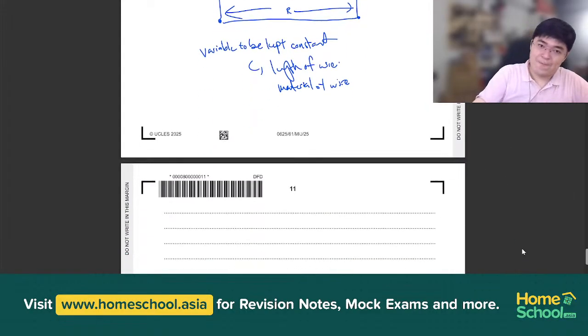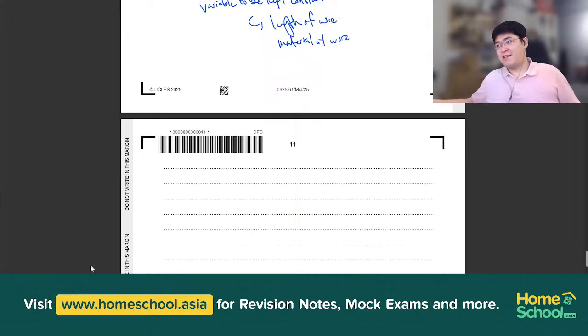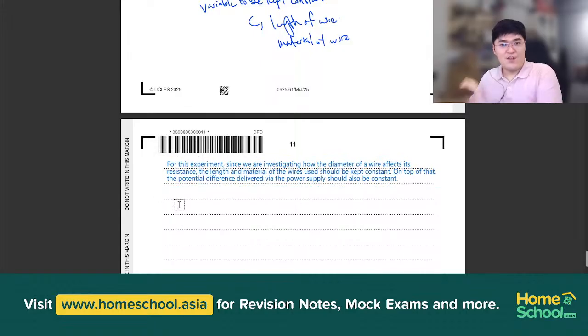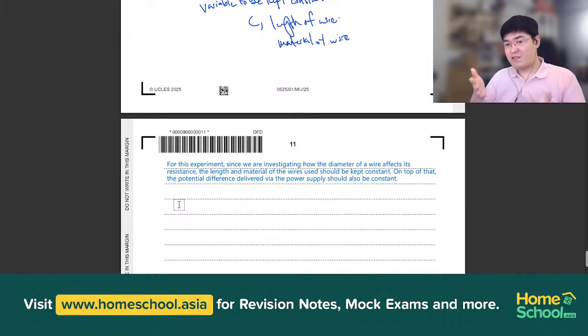So first, let's write down our first point for this experiment, which is what we are going to keep constant. Right here, since we are investigating how the diameter of the wire affects its resistance, the length and material of the wire should be kept constant, and the potential difference delivered by the power supply should also be constant, for simplicity.